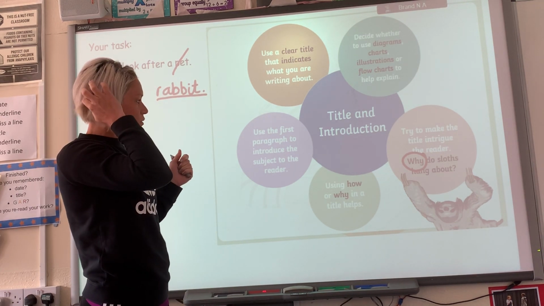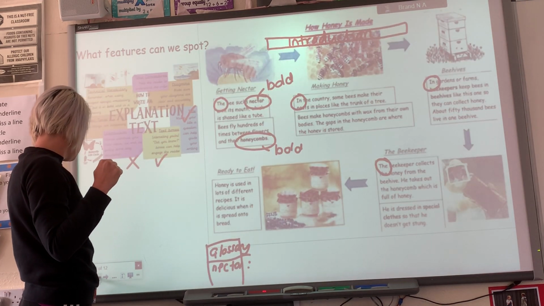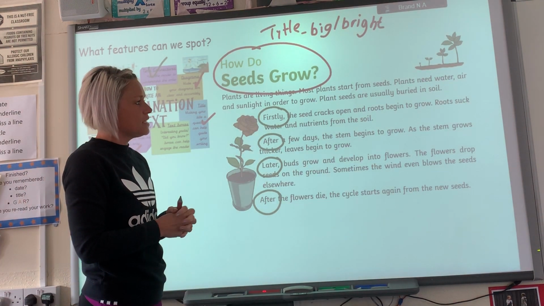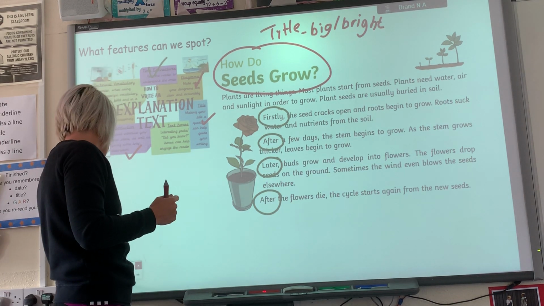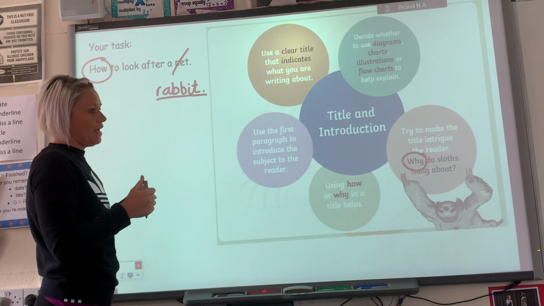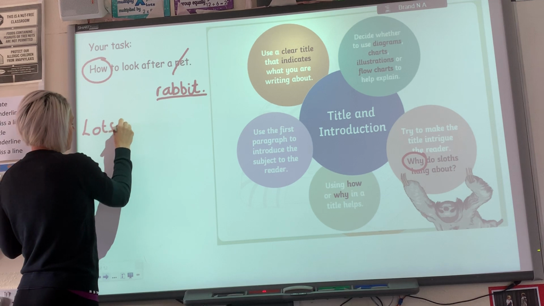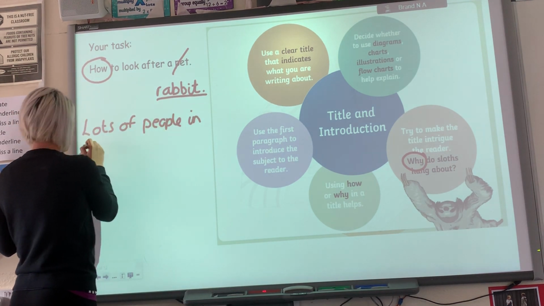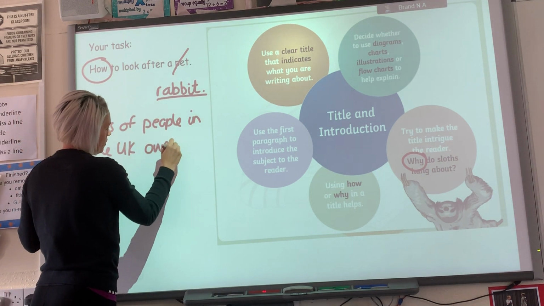Use the first paragraph to introduce the subject to the reader. Okay, so let's just go back to this one here. So plants are living things. Most plants start from seeds, and it just gives a little bit of information about plants. So you would then think about, you might start off, lots of people in the UK own a pet.